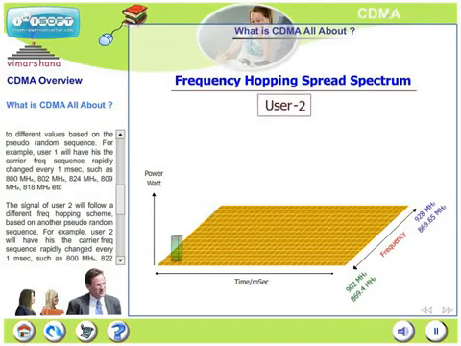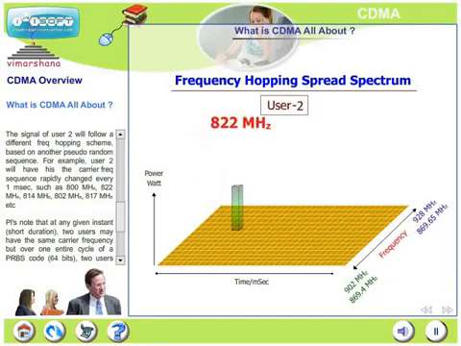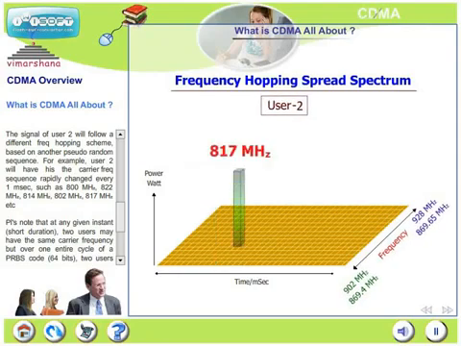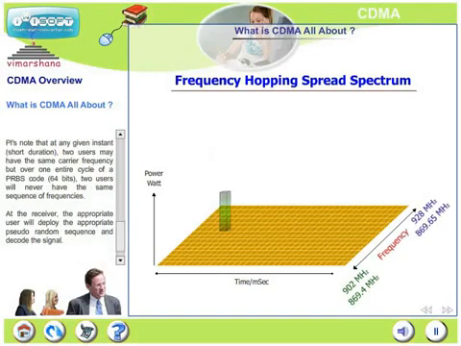On the other hand, the signal of user 2 will follow a different frequency hopping scheme based on another pseudo-random sequence. For example, user 2's frequencies will be hopping around rapidly every 1 millisecond, such as 800 MHz, 822 MHz, 814 MHz, 802 MHz, 817 MHz, etc. Please note that at any given instant, for a short duration, two users may have the same carrier frequency.